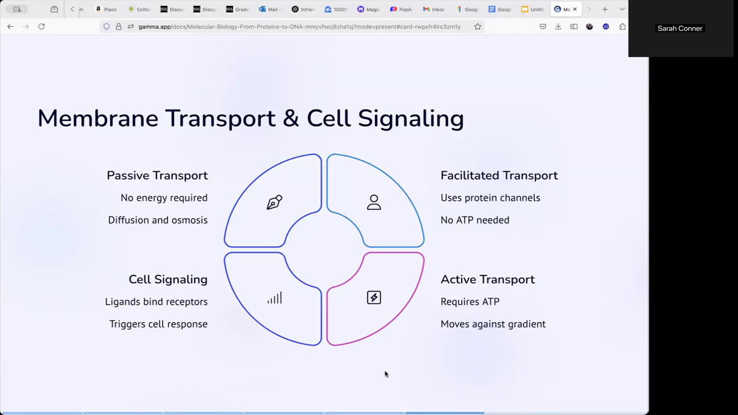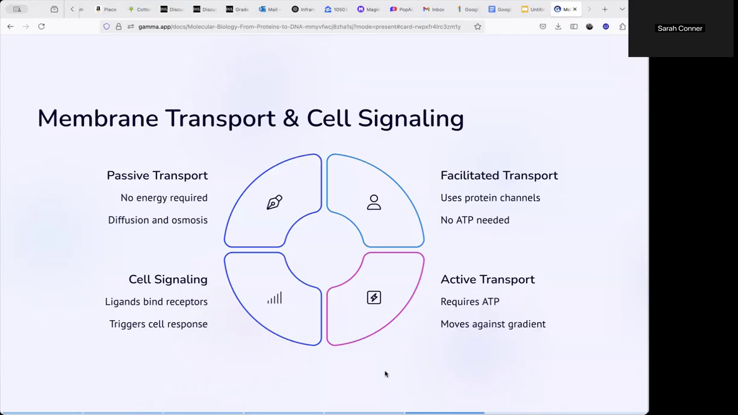Facilitated, it uses that protein channel. No ATP is included. It's still considered passive. And then you have active transport, which requires ATP. So that is things that move against the gradient, so we're going from low to high.